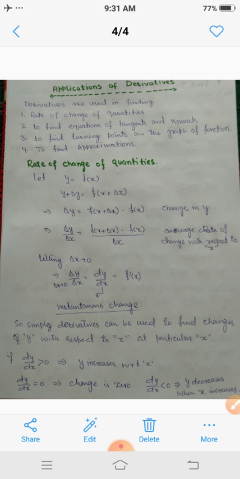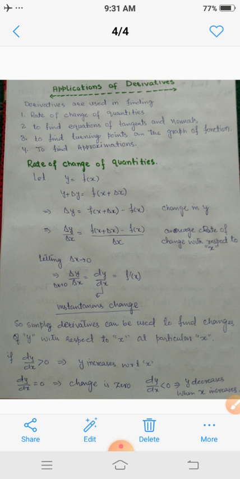Derivatives are used in a number of disciplines like social sciences, engineering, chemistry, biology, physics. But we will discuss the applications of derivatives in maths, which are further used in other disciplines. Derivatives are used in finding the rate of change of quantities, to find the equations of tangents and normals at a point, to find the turning points on the graph of functions, and to find approximations. In these we use the derivative. So these are the applications of derivative. Let us discuss these applications one by one.